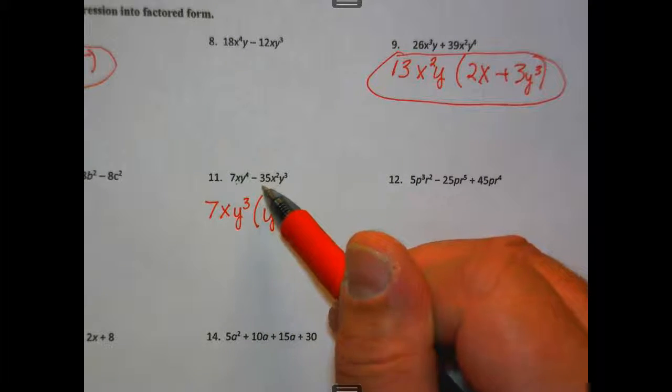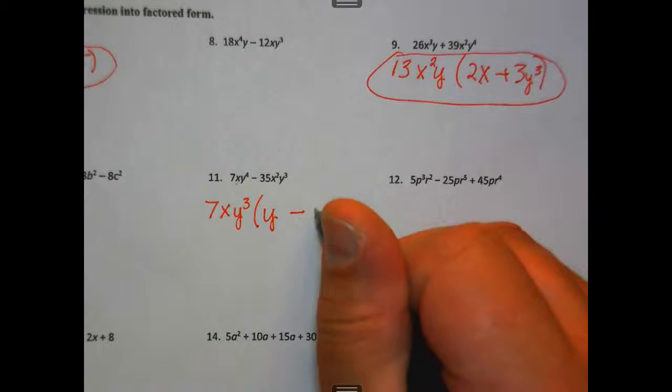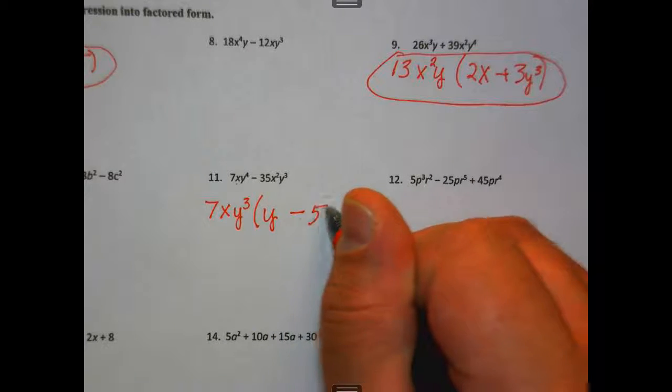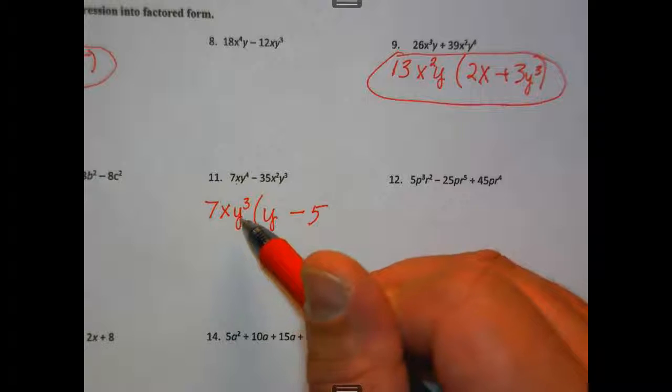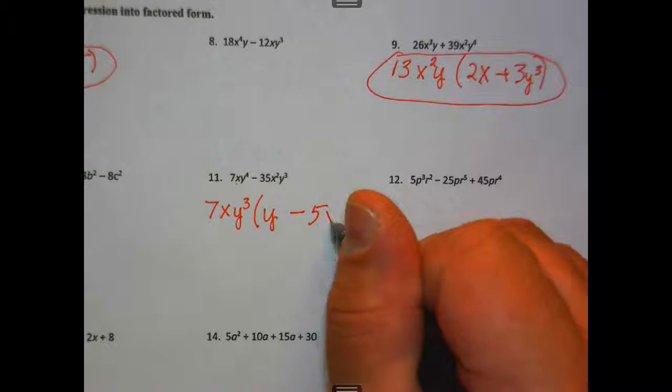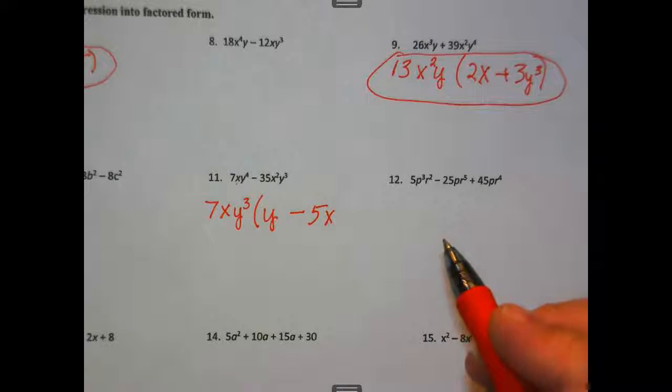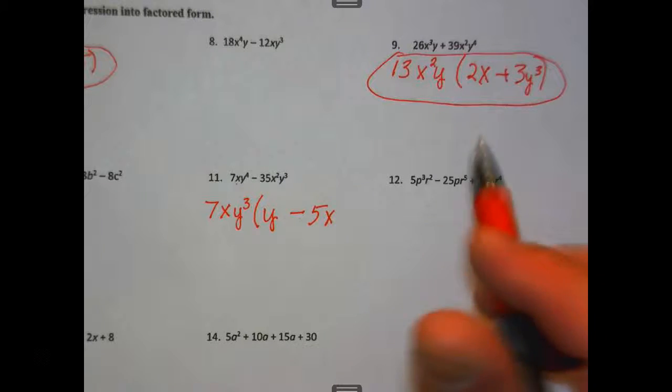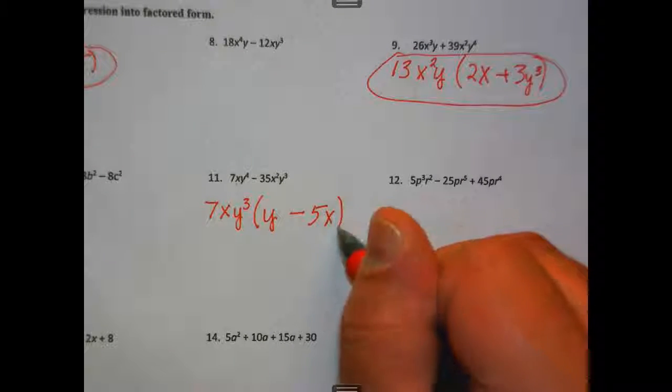35 divided by 7 is 5. 2 x's, 1x leaves me with 1x. And 3 y's divided by 3 y's is just 1.